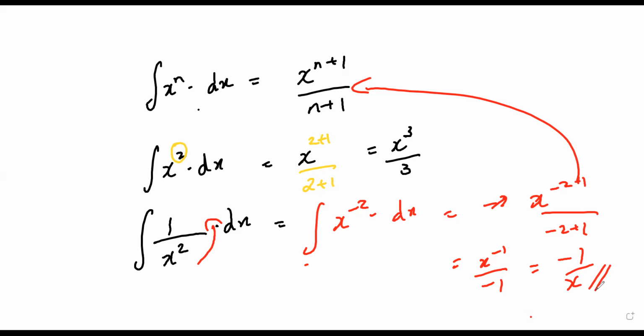What I'm doing here is just putting this thing down. X power minus 1, if I put it down, will become 1 by x. X power minus 1 is equal to what? Basically 1 by x. Simple thing. So these are the prerequisites before attempting this question.